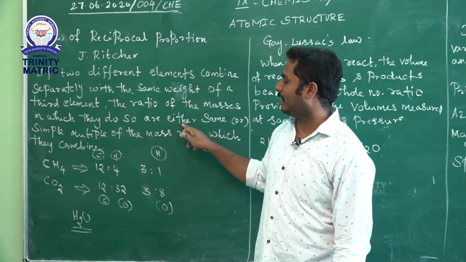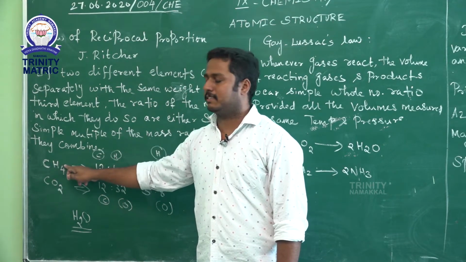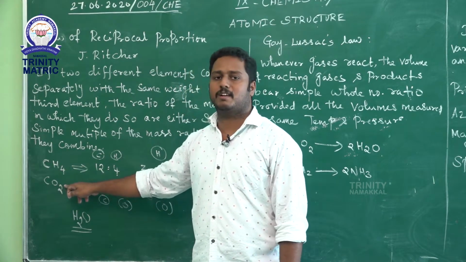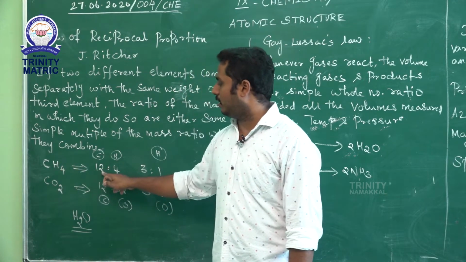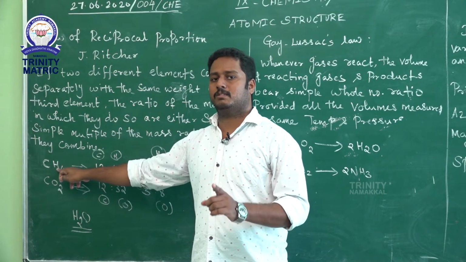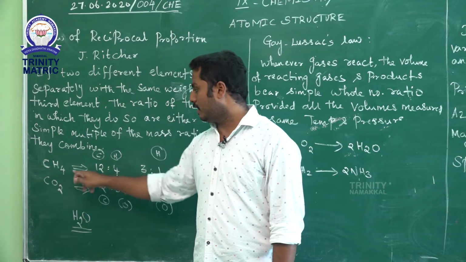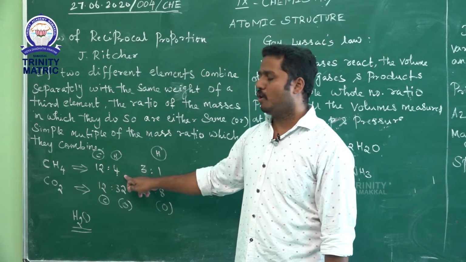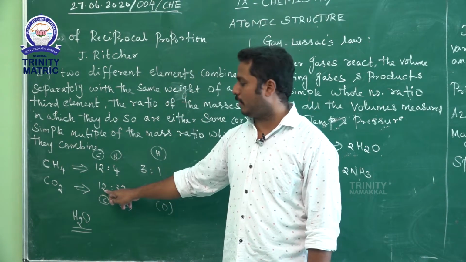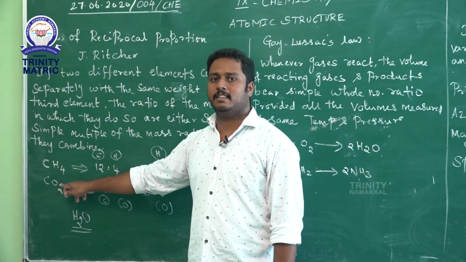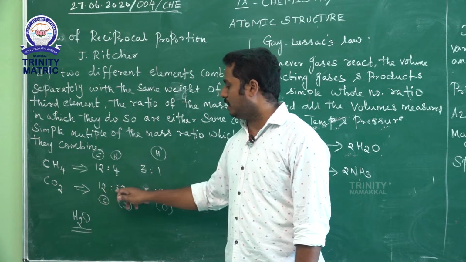Okay, assume that CH4 is the combination of the carbon and hydrogen. CO2 is the combination of the carbon and oxygen. So here the carbon mass is 12. Each hydrogen possesses atomic mass 1. Totally 4 hydrogens we have in this compound. That is why the mass of the hydrogen is equal to 4. The next one is carbon, same. The mass number is 12. Oxygen mass number is 16. Totally 2 oxygens are there. So 16 into 2, 32. So 12 is to 32.